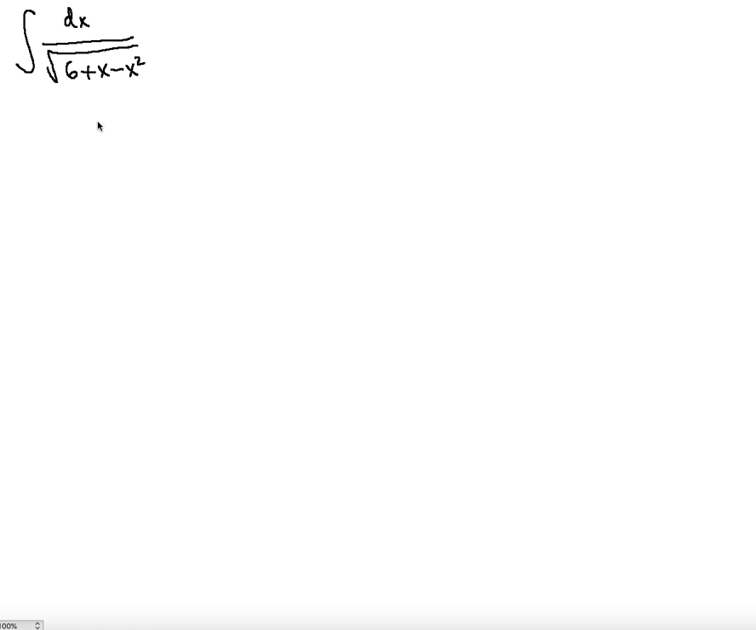How would you find the antiderivative of dx divided by the square root of 6 plus x minus x squared? Notice that you can use two ways to solve it. The first way would be to use the factored form of this. This is factorable, which is great. You can factor 6 plus x minus x squared as (3 minus x) multiplied by (2 plus x).